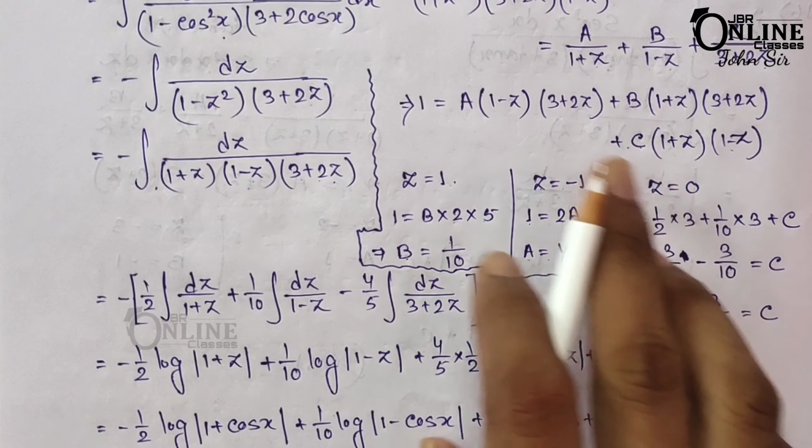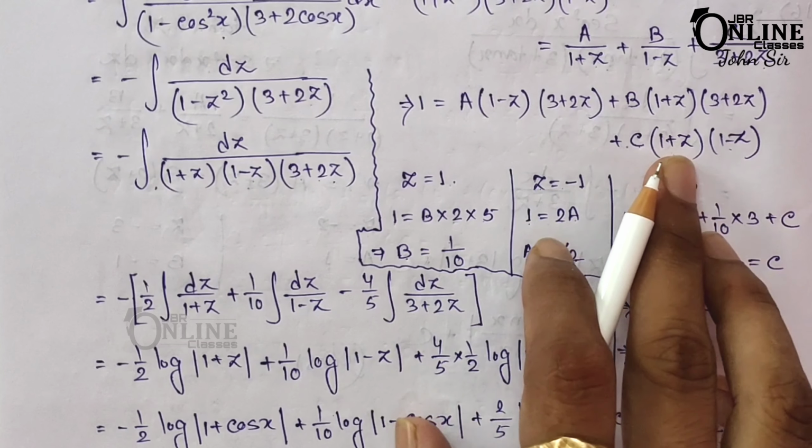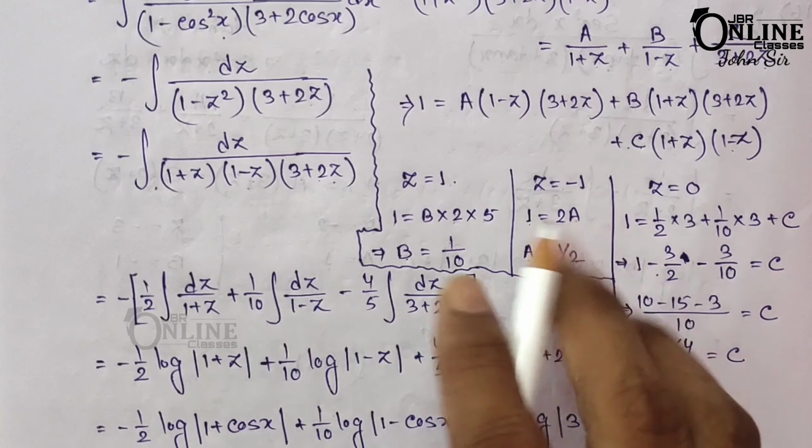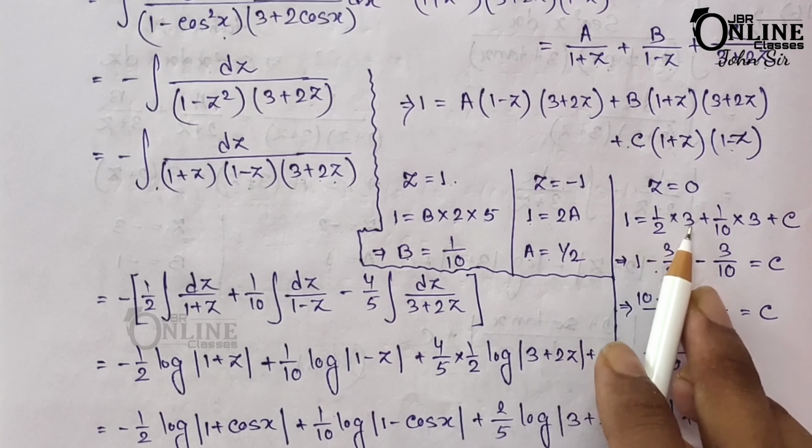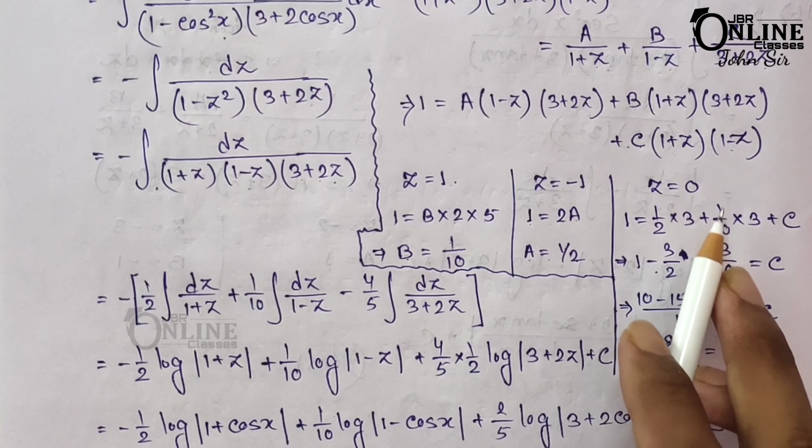So if z equals 0, just put the value of z in this equation. You will get 1 equals, as a equals half, so half into 3 into 1 by 10, because 1 by 10 means b. So here plus 1 by 10 into 3, and next c, as here it is 0, so 1 minus 0 becomes 1, so only c will be there. So 1 minus 3 by 2 minus 3 by 10 equals c. So the final value of c equals minus 4 by 5. Okay, so the final value of c, now you have minus 4 by 5.